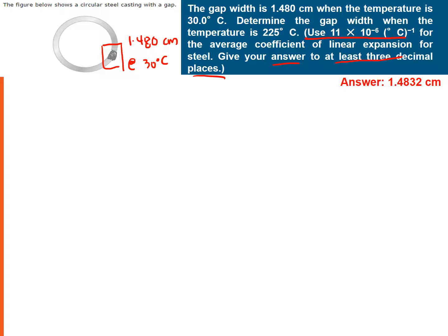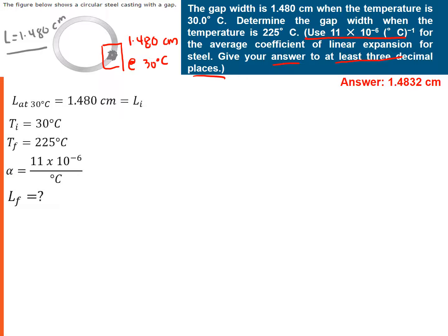The length of the gap is 1.48 centimeters. Again, that's just a piece of steel that was actually missing. And if it's just a piece of steel with a certain length, then therefore it is capable of linear expansion. And from the problem, we have the following given.